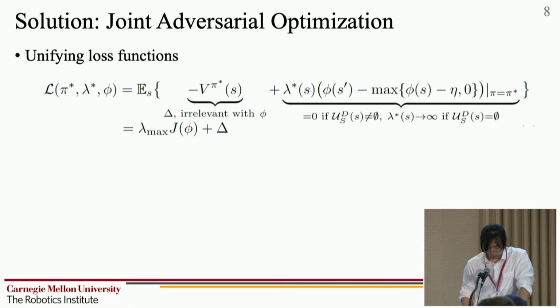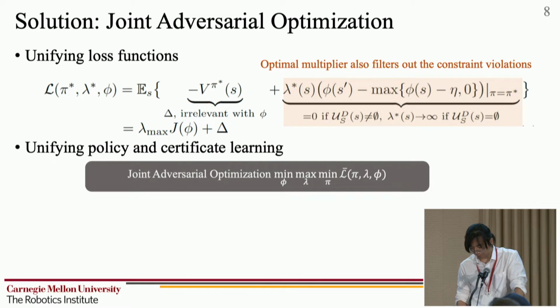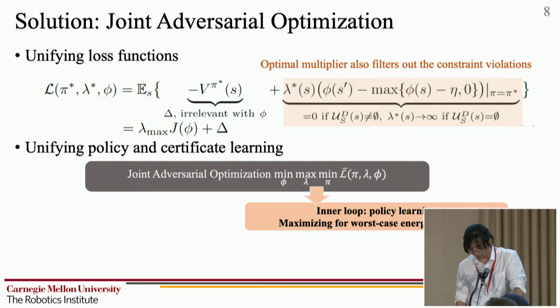we prove that we can unify the loss functions, in that the policy loss function, given the optimal safe policy and optimal multiplier pair, has this property. This optimal multiplier actually filters all the constraint violation terms, just like what we did in formalizing the safety certificate loss function. Therefore, we could get this linear correlation between the two loss functions. Using the evolution theorem, we could unify the policy and certificate learning in this joint adversarial optimization procedure.